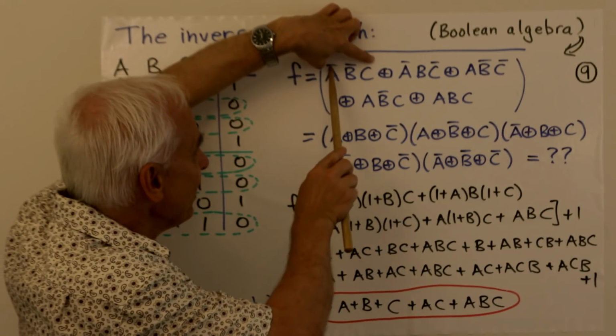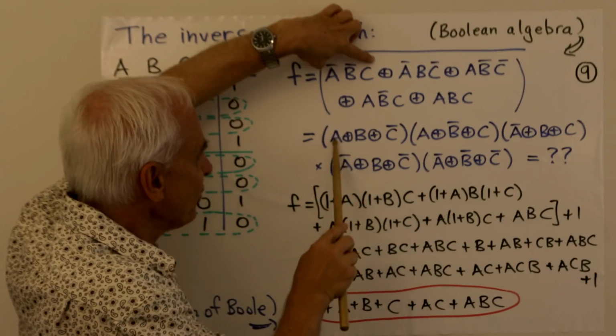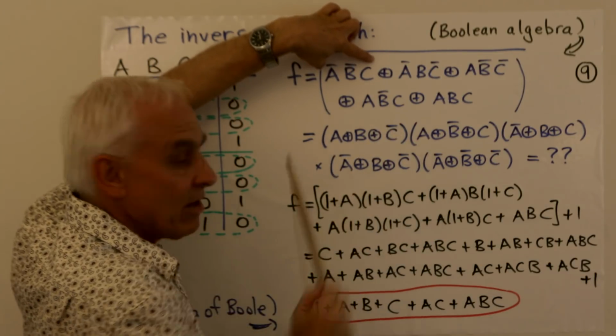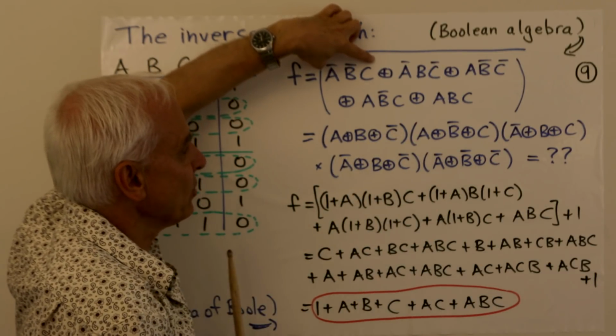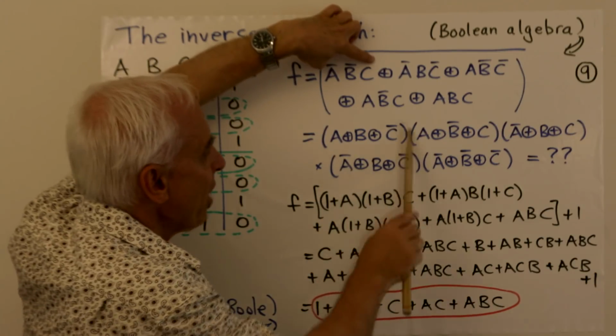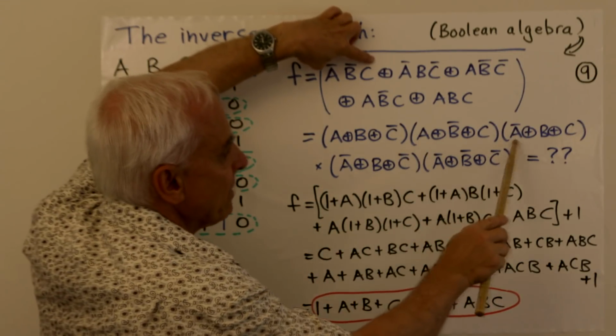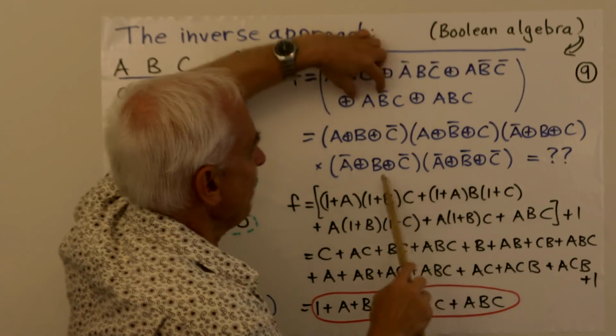Okay, so we've inverted each one of these. A bar goes to A, B bar goes to B, C goes to C bar, and we've taken the circle sum of them. And we get a product term, one of 5 similar products, one for each one of these terms.